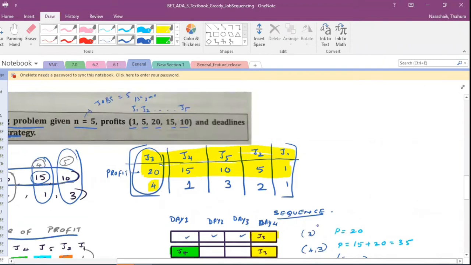Okay. So I picked up the third job, J3. I picked up the third job, and by doing that, I will get the profit of 20. This step is clear. Next, let's pick up this job, J4. Which day can I put J4?